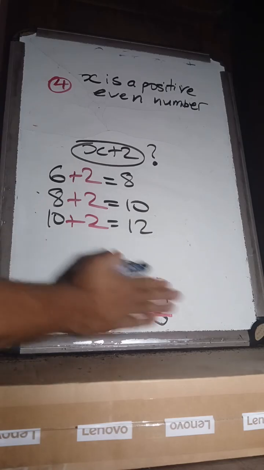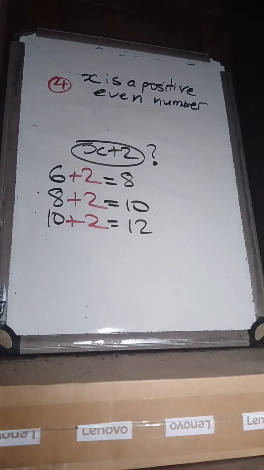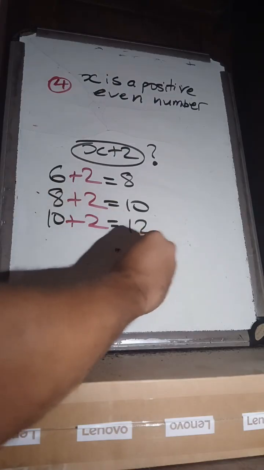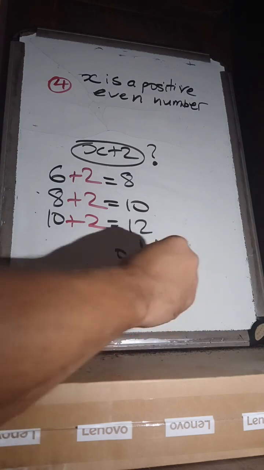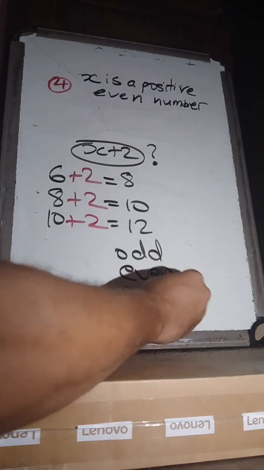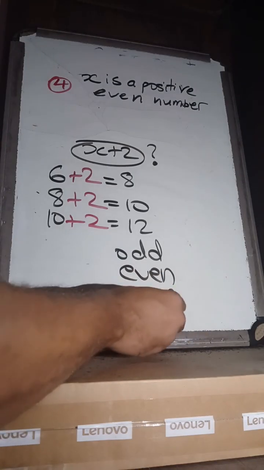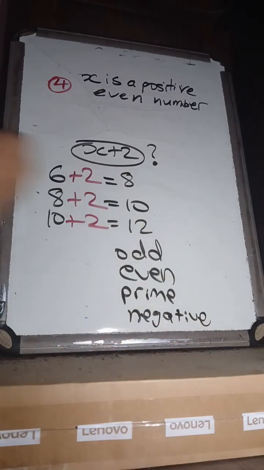So the options that they gave us were: does it become odd, does it become even, does it become prime, or does it become negative? So let's go now.